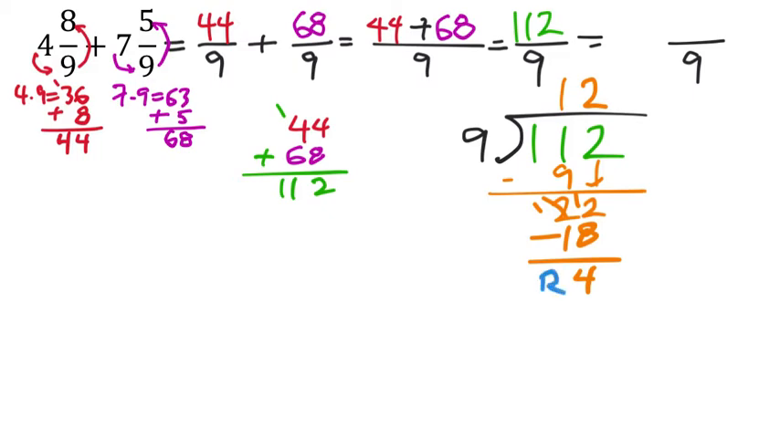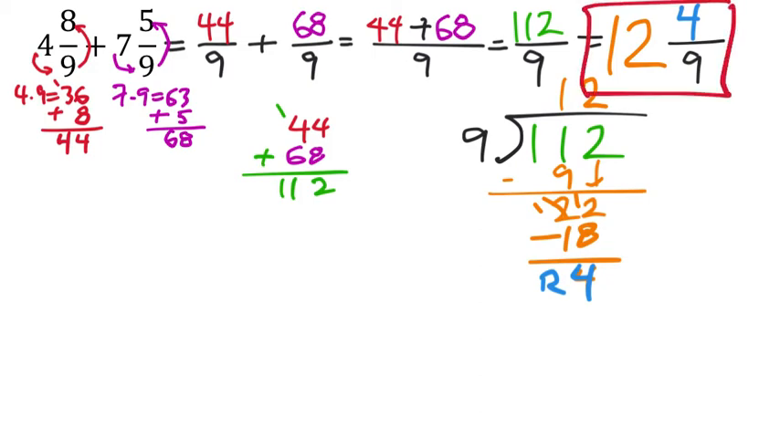I'll do it in a different color there. The remainder is 4, so that's our numerator. And our quotient is 12, so I have 12 and 4/9. Again, just make sure you do this in the end. Just make sure your fraction cannot be simplified, and 4 over 9 is not simplifiable, which means we've reached the end. 12 and 4/9.